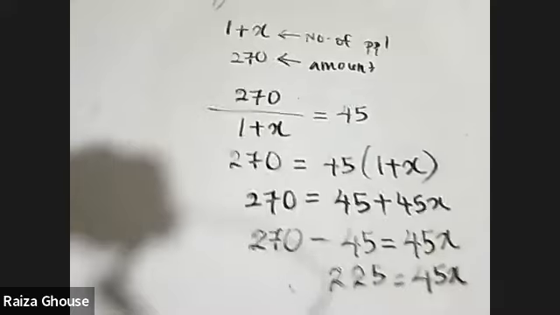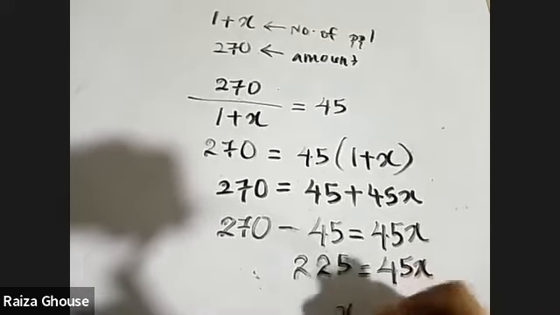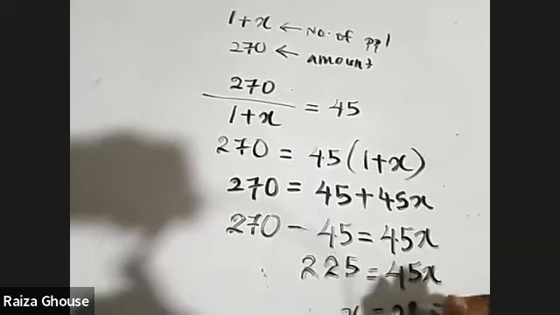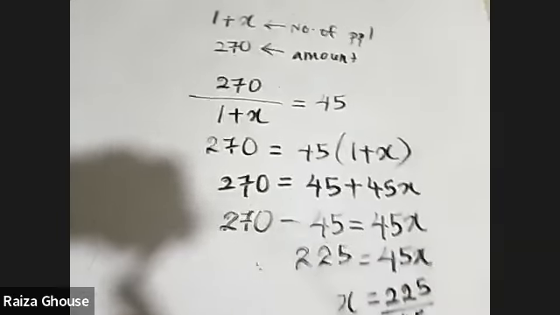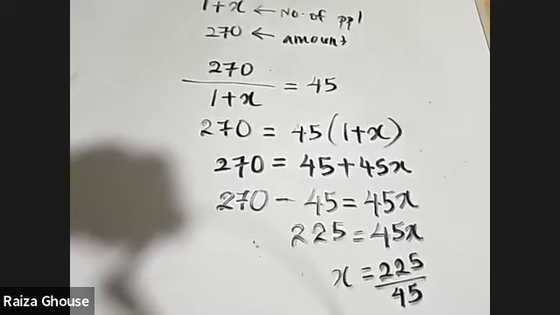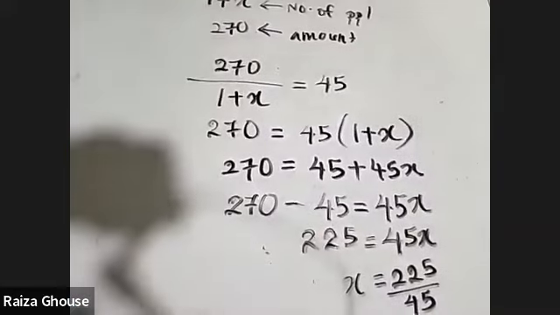Sahadya, tell me, if 225 is 45x, what is 1x? You should simplify by the 5 times table. It's easy. 225 divided by 45. What's the answer? 5. Okay, she's telling 5. Is it correct? Others? Very good, very good. The answer is x is equal to 5.